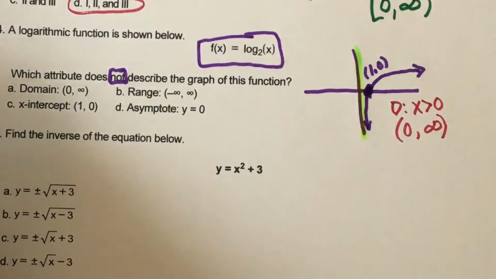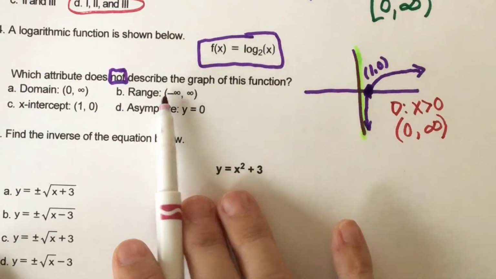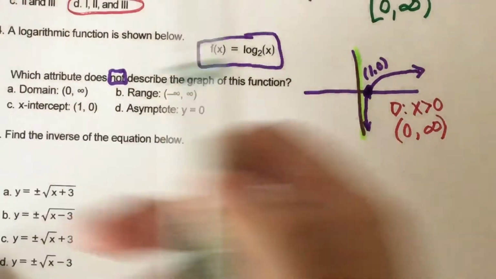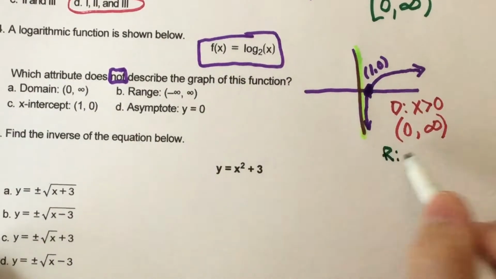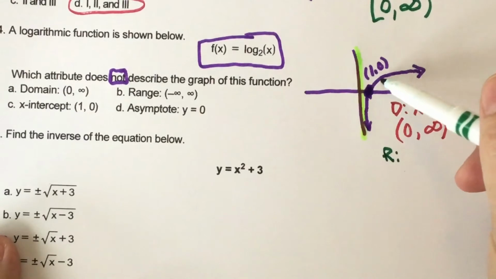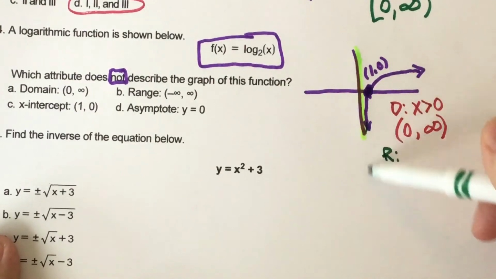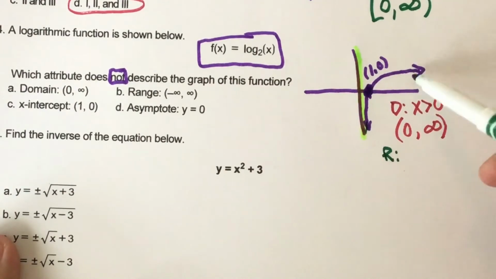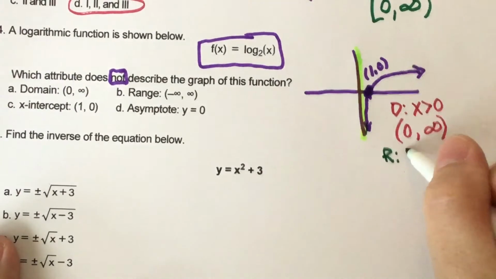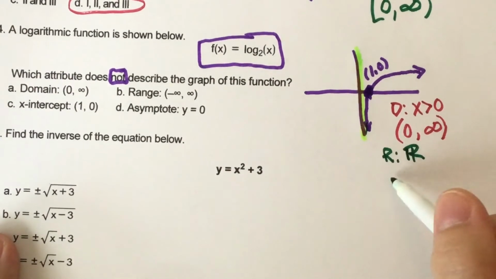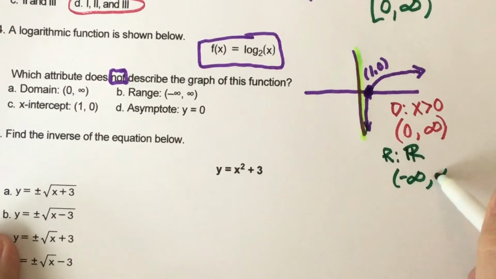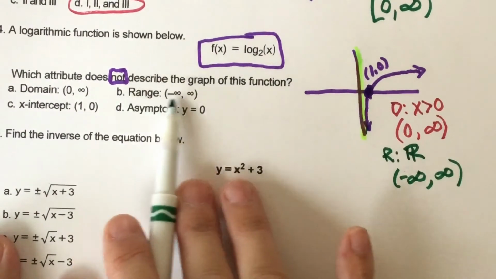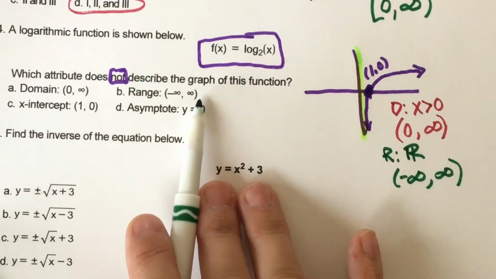Okay. B says the range is negative infinity to positive infinity. So let's talk about the range. Range, you're looking up and down. As I move my marker down, I hit an arrow, so it goes forever down. As I move my marker up, I hit an arrow, so it goes forever up. So this graph goes forever down, forever up, and so that is all real numbers, or negative infinity to positive infinity. So when it says that the range is negative infinity to positive infinity, that is also true.